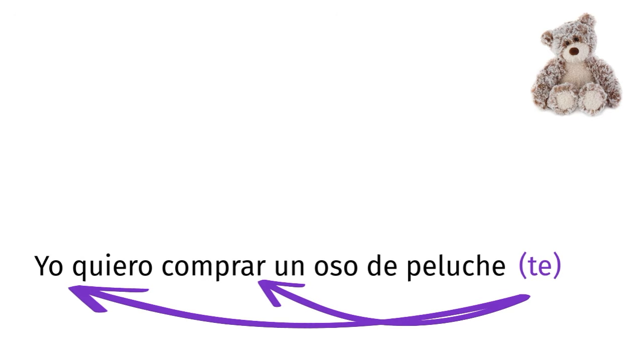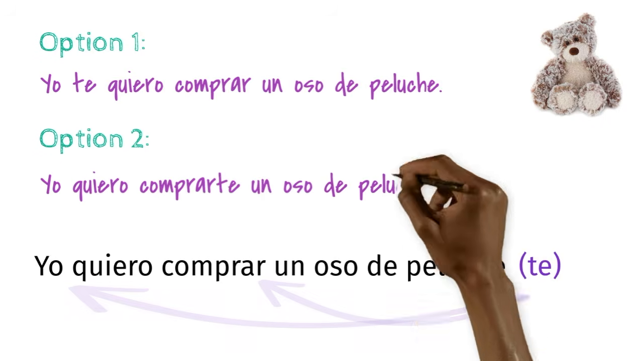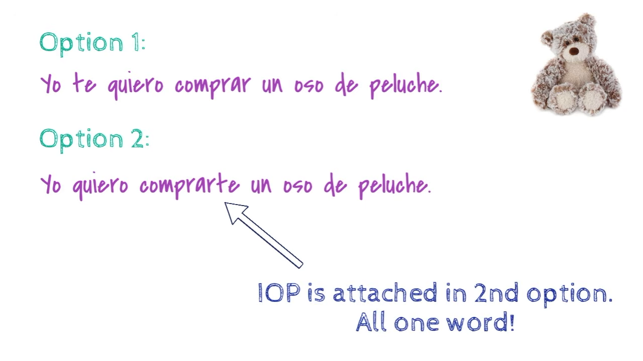That means the answer options for this switch are yo te quiero comprar un oso de peluche or yo quiero comprarte un oso de peluche. Notice how comprarte is all one word.